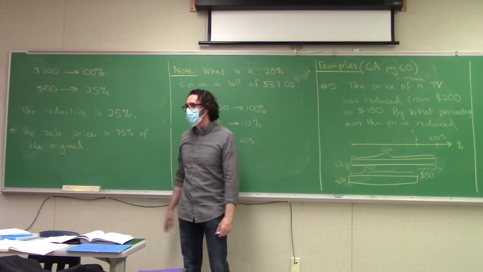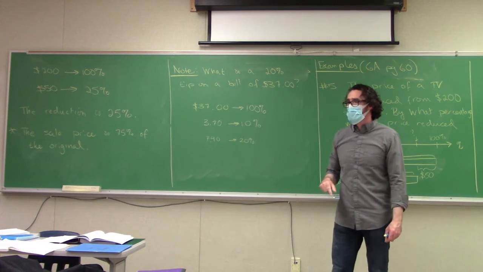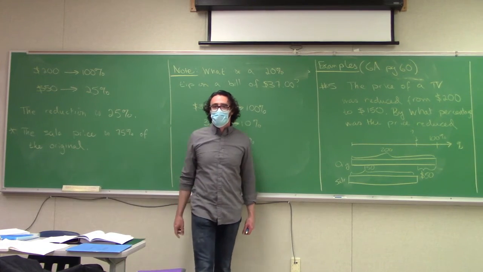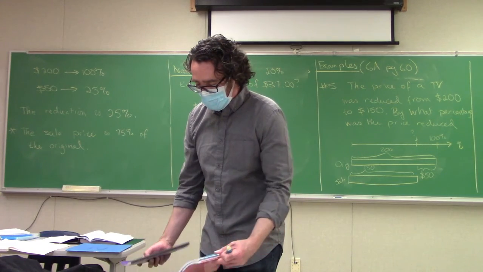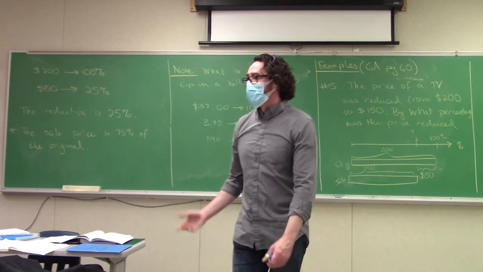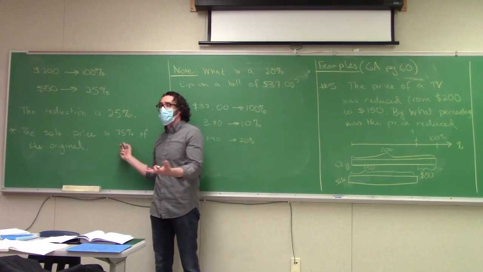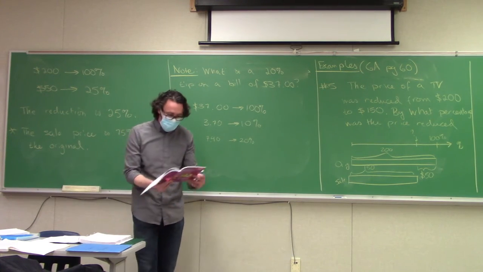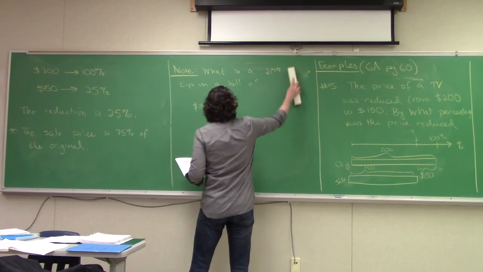It's a 25% reduction. That means the sale price is 75% of the original price. Okay, so what's the relationship between this and this? Right, so if it's a reduction of 25%, that means what you have left is 75% of the original price. Okay, let's go and look at this one. I want you to do these two in your seats.